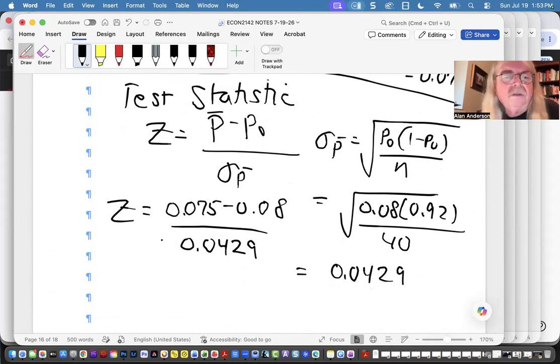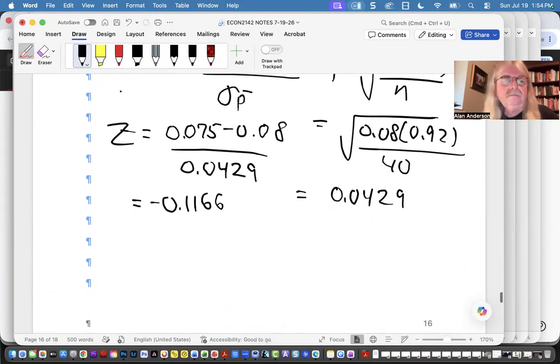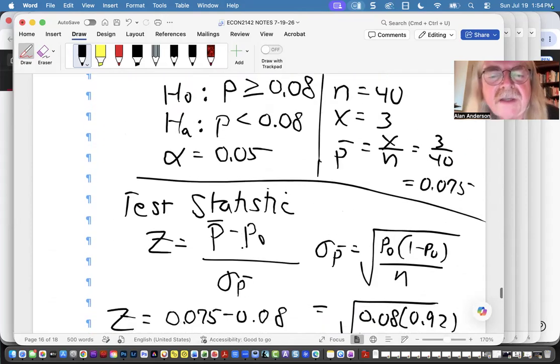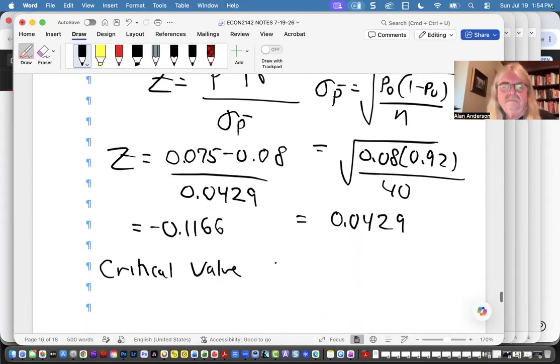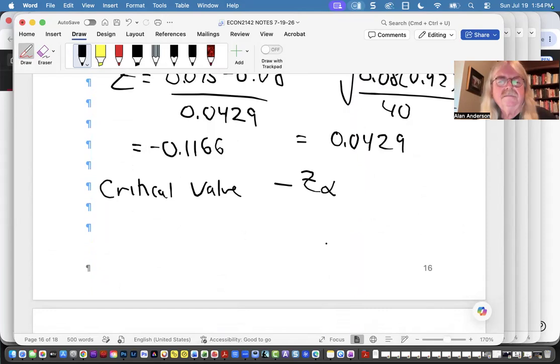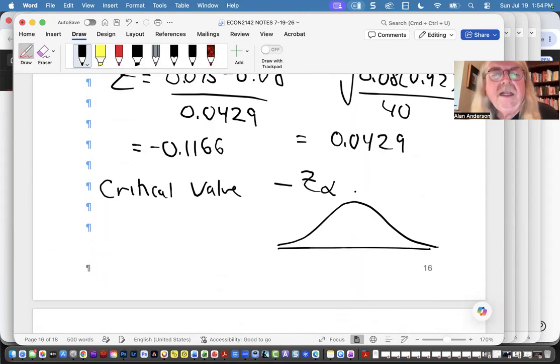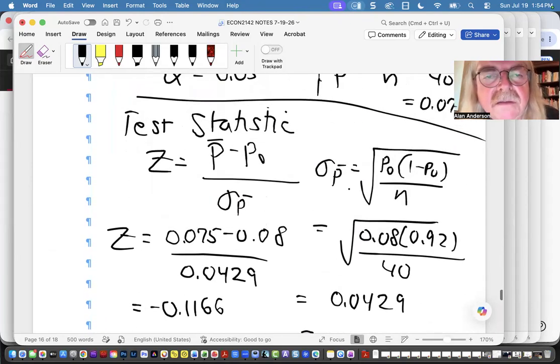Negative 0.1166, let's say. And the critical value, again, this is a left-hand test. All right. And our alpha is 0.05.